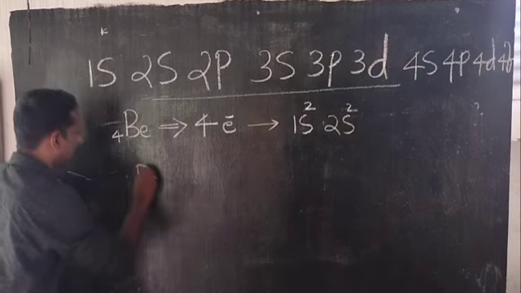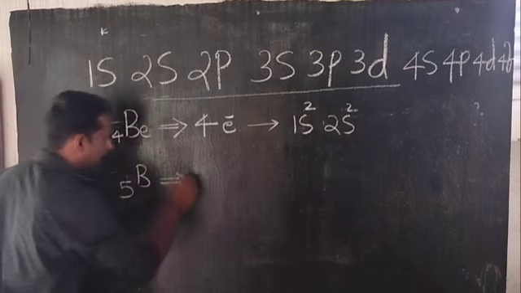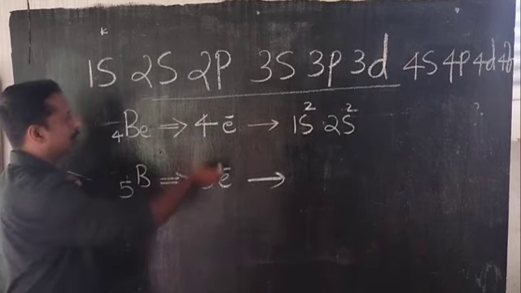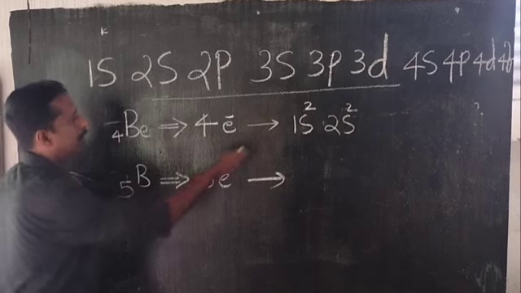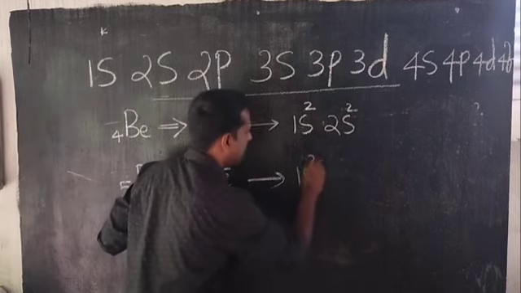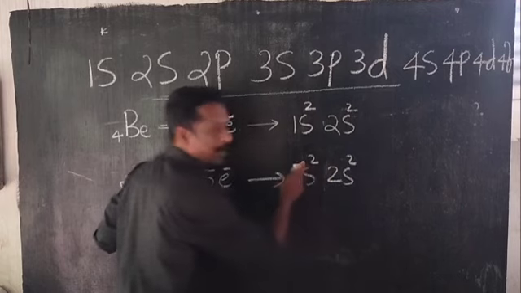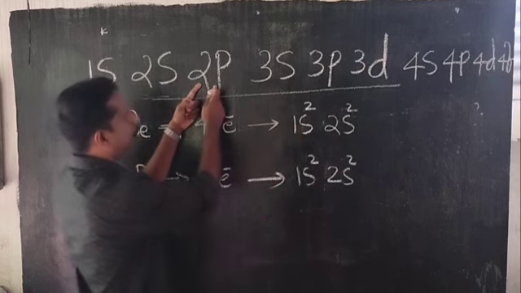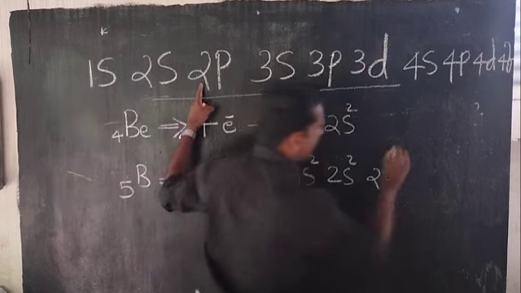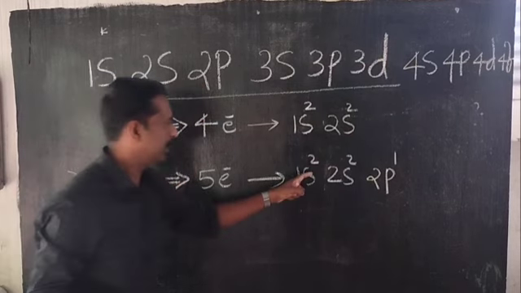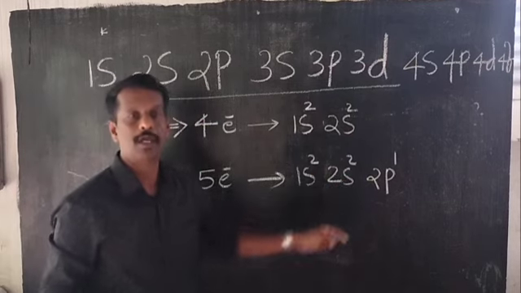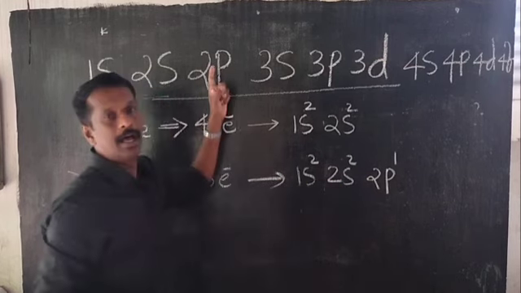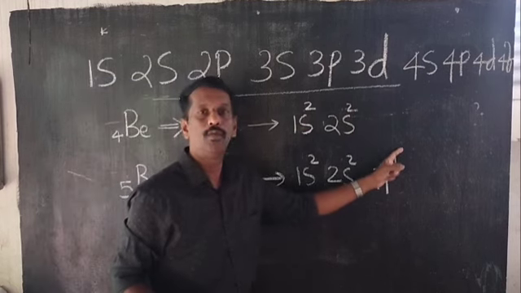And if you come to the next element, boron, atomic number 5, the total number of electrons is 5. How could be the electronic configuration? For a total of 5 electrons, the electronic configuration will be 1s2, 2s2, and the fifth electron will go to the next subshell, 2p1. Correct? Because in the s subshell, the maximum number of electrons is 2. So 1s2, 2s2, the fifth electron will enter the next subshell, that is 2p1.